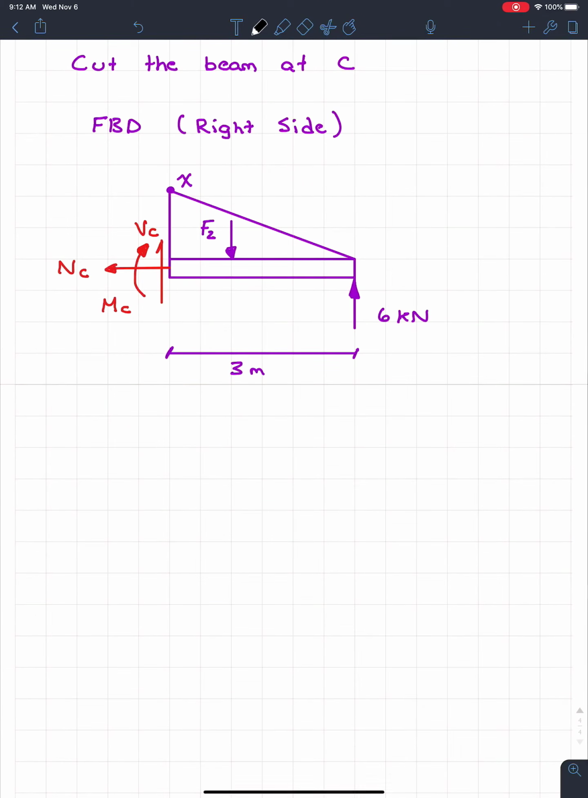And x, we need to define F2. And this is when we're going to use something called similar triangles. So what we're going to do is relate the slope of one triangle to a smaller triangle.